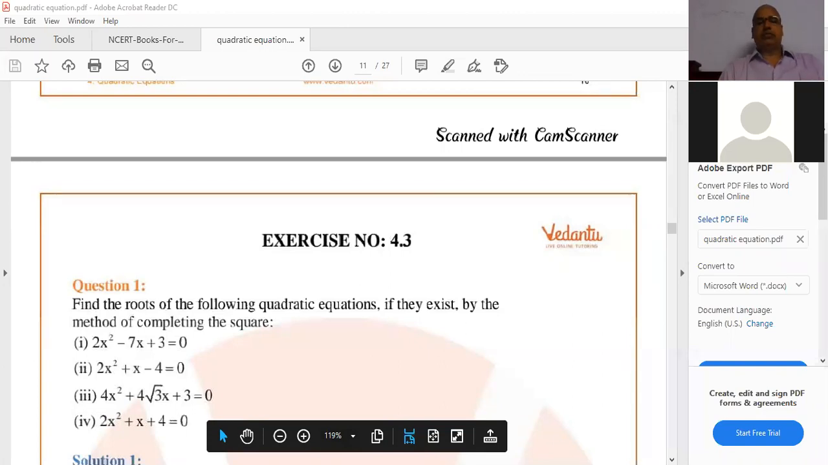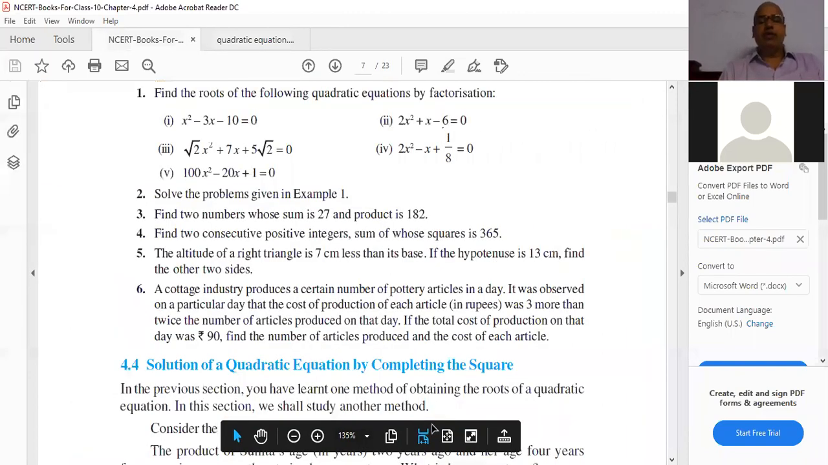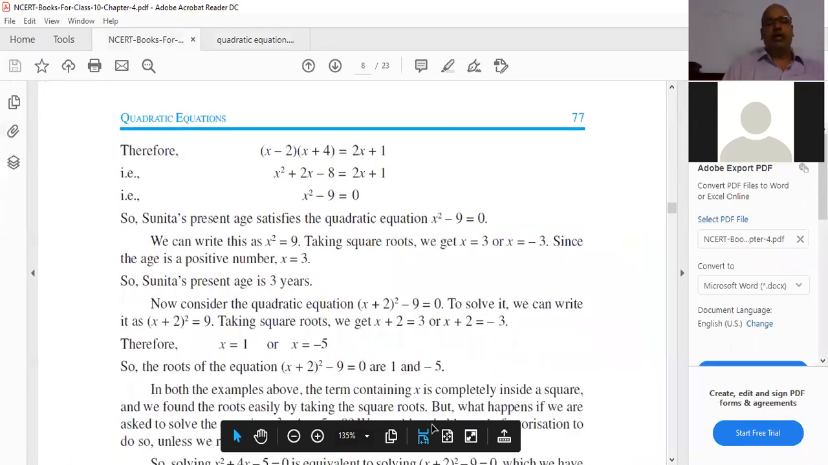Go to the textbook, see here, solve a quadratic equation by completing square method. For that, what did you see first? I already explained the algebraic method on that day, this algebraic method. This one is no need for us. Now we'll go for a direct method.